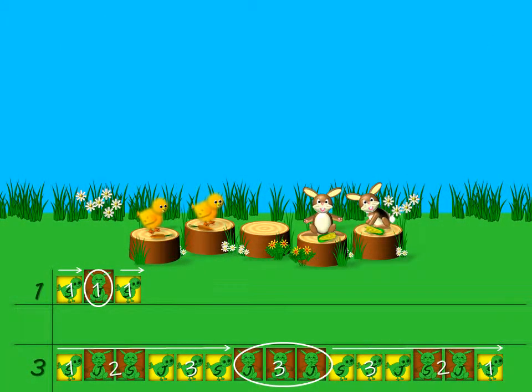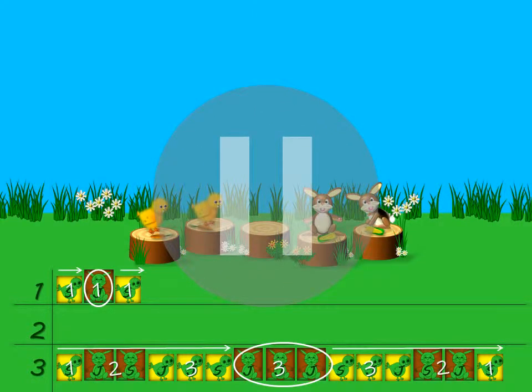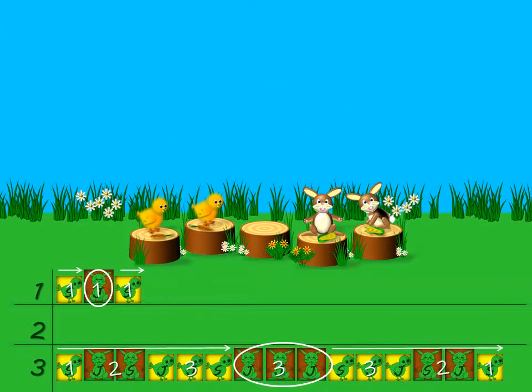Likewise, we can repeat the investigation with 2 chicks and 2 bunnies. Pause the video while you work out how many moves there are this time. How did you do? We discovered the least number of moves possible was 8.